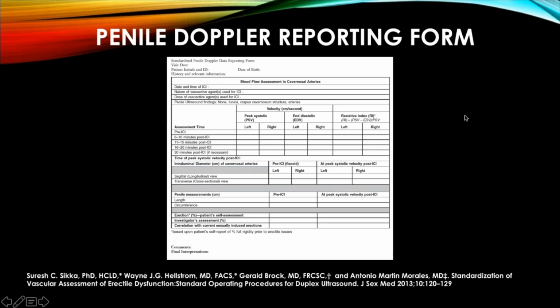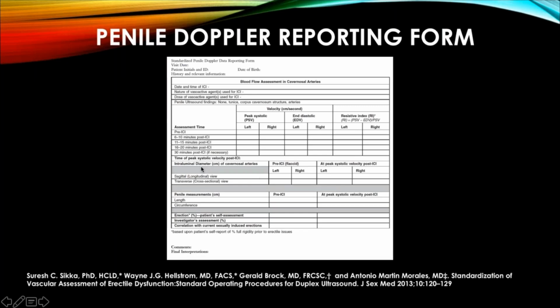And then you need some sort of penile Doppler reporting form. This is one that's out there. You can find this online if you want. The citation is here at the bottom. But you can also come up with any one you want. But the key is having measurements of both peak systolic velocities, left and right, and time. Okay, and same with end diastolic velocity and resistive index.